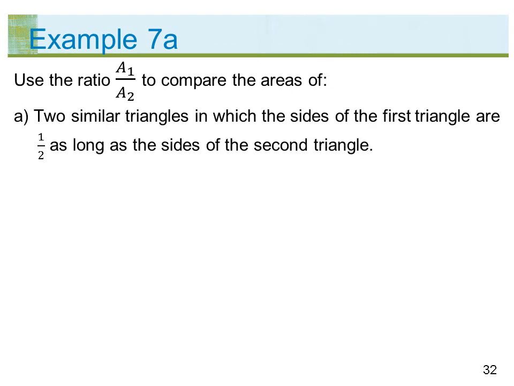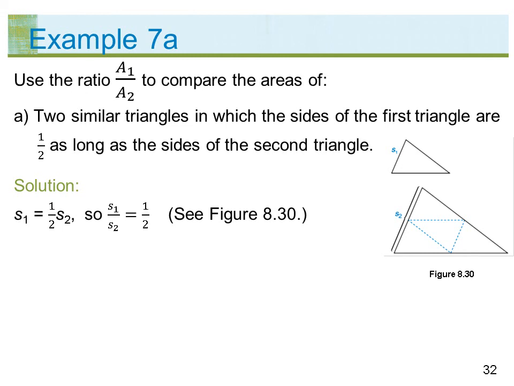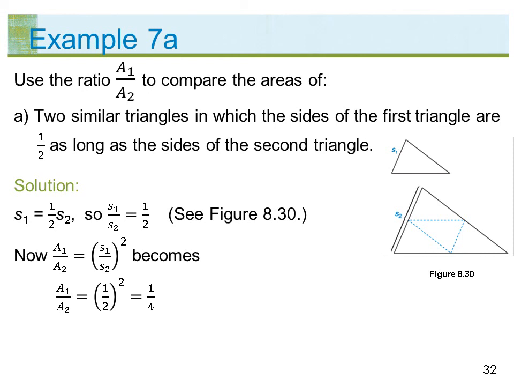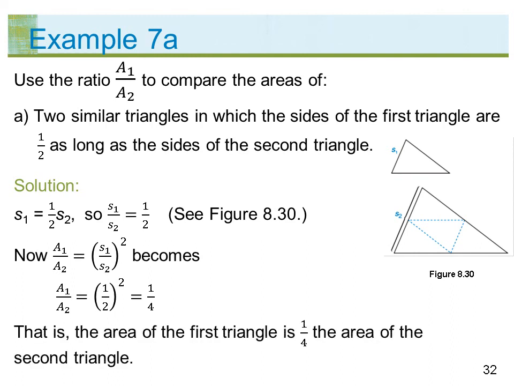Two similar triangles in which the sides of the first triangle are half as long as the sides of the second triangle. Solution. S sub 1 equals 1/2 S sub 2. So, S sub 1 divided by S sub 2 equals 1/2. See Figure 8.30. Now, area sub 1 divided by area sub 2 equals S sub 1 divided by S sub 2, the quantity squared, becomes area sub 1 divided by area sub 2 equals 1/2 squared, which equals 1/4. That is, the area of the first triangle is 1/4 the area of the second triangle.